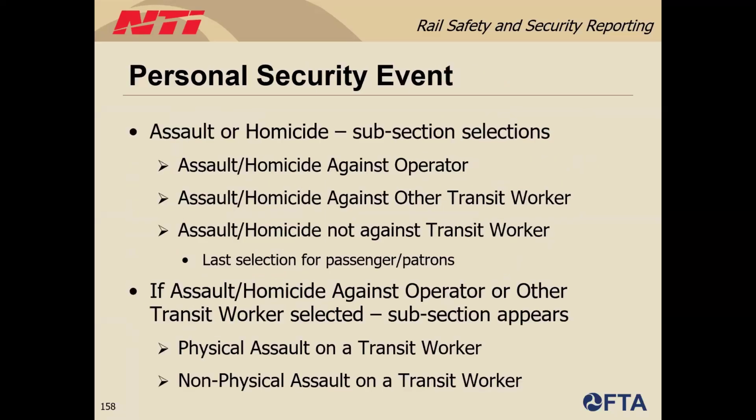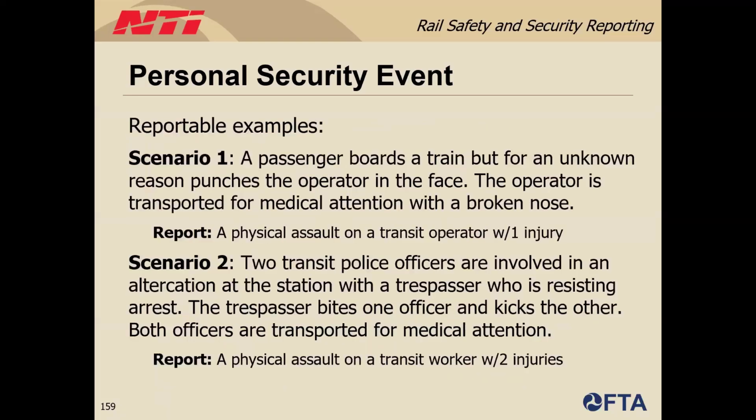If either assault or homicide is selected as the event type, then a subsection will appear for additional information on who was assaulted or killed. The first two selections are for operators and workers. The last selection, assault homicide not against transit worker, would be used to report assaults against passengers or patrons. To assist in reporting or determining how to report, we're providing several examples, as you can see here on the screen.